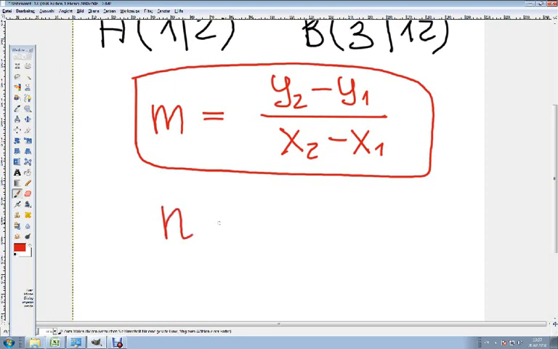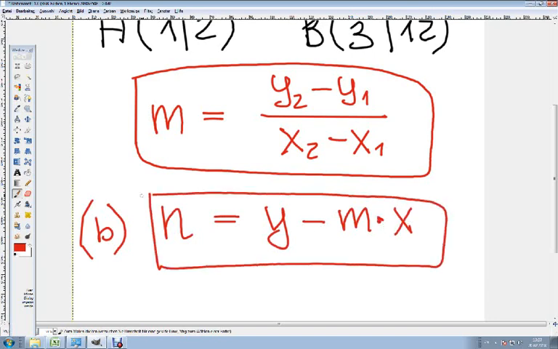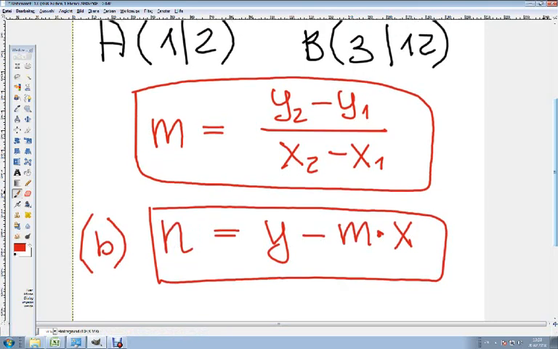And the second one is n, or even b. Yes, b, it is the intercept with y. It is y minus m times x. Also, this formula is very popular and very important. Please write it down, I need space now for calculating.